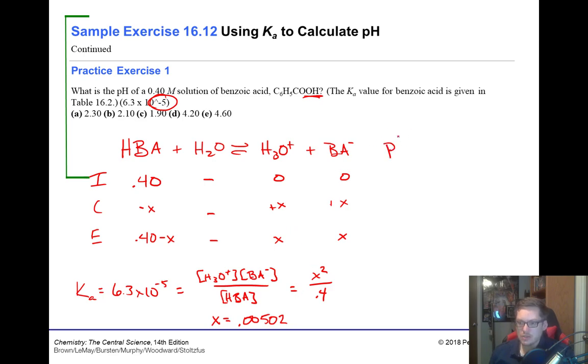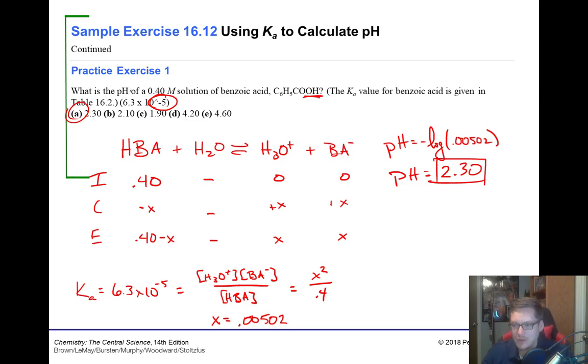So to find the pH, our pH is just going to be equal to the negative log of that concentration, 0.00502, etc. So 2.290. But this has 2 sig figs, and so our answer would round to 2.30. And thank goodness that's an answer that we have available to us, so that's got to be the right one. So that's pretty easy, right? It's just a nice table.